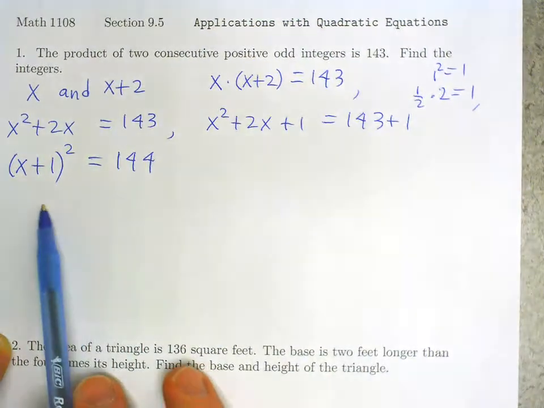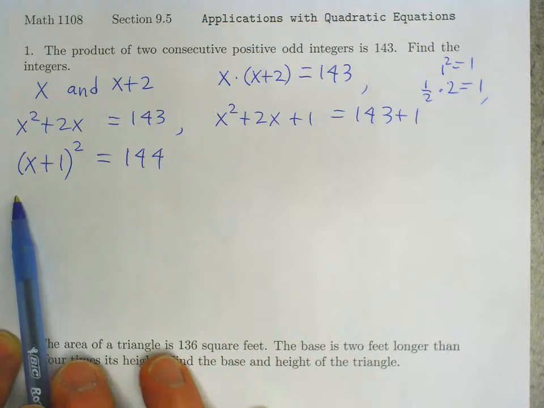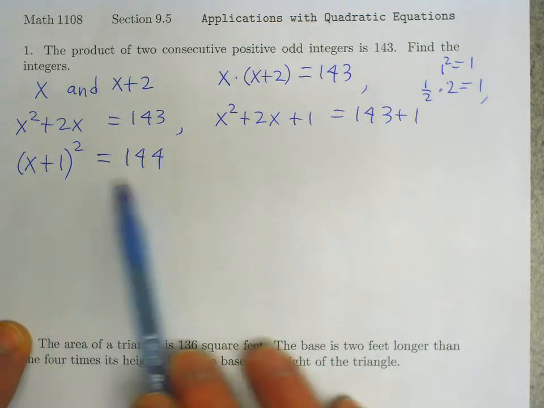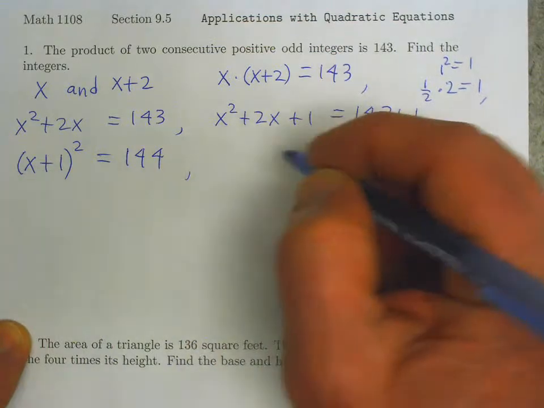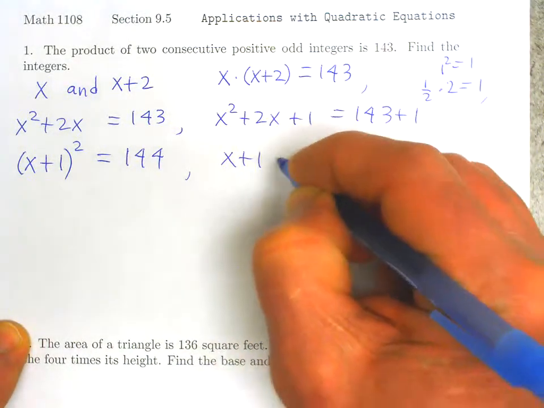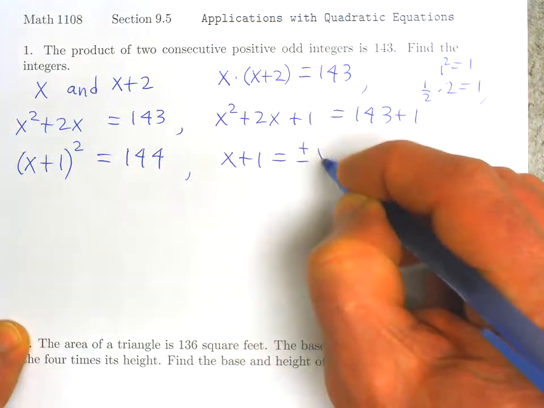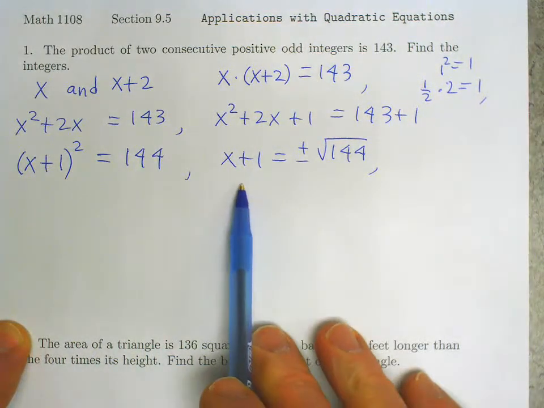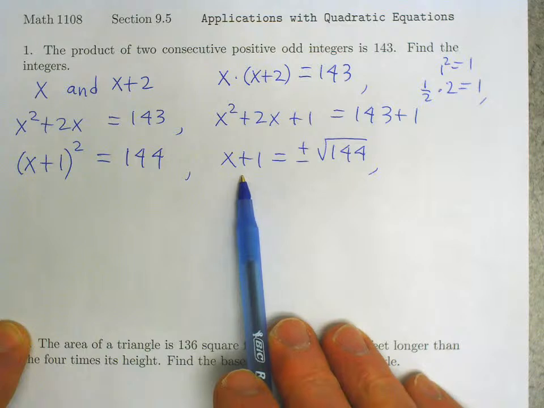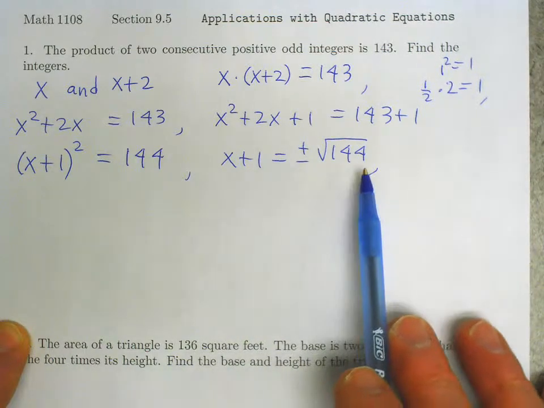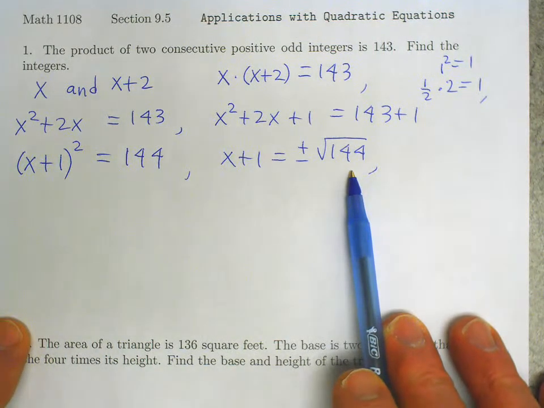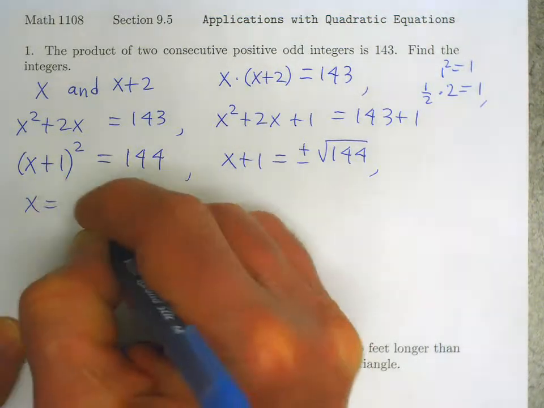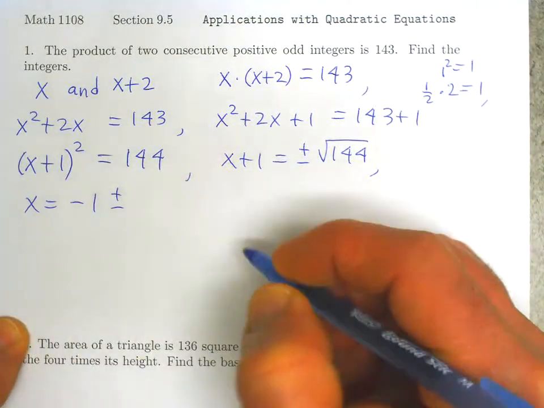And now we can apply the square root property to solve this equation. Since x plus 1 quantity squared equals 144, we can write x plus 1 equals positive and negative square root of 144. And in the next step, I'll do two things at once. I'll subtract 1 from both sides and also simplify the square root of 144, which just simplifies to 12. Okay, so x equals negative 1 plus and minus 12.